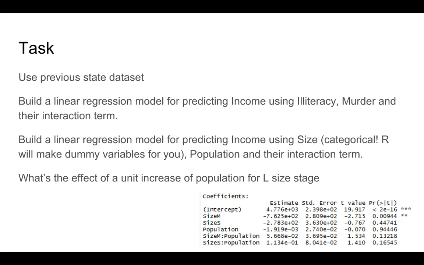Is it just the population coefficient of negative 1.91? No, not just that. If it's large, then everything else is zero. Okay, yeah. In this case, you're correct. But if it's smaller, you have to do the calculation, because small includes not just size S but also size S times population.